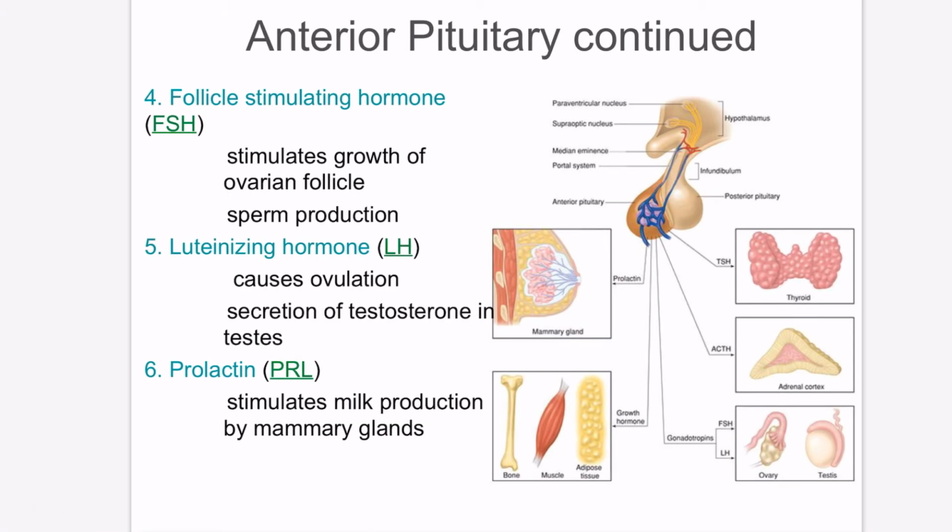Follicle stimulating hormone, just like its name, is going to stimulate follicles. What that means is it's going to stimulate ovum and sperm production. Luteinizing hormone is what causes ovulation. We see a spike in this when females ovulate during their ovarian cycle. This is also going to stimulate secretion of testosterone by the interstitial cells in the testes. And then lastly, prolactin is going to stimulate milk production, and then oxytocin stimulates milk ejection.